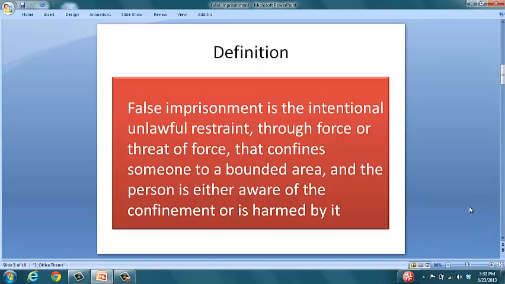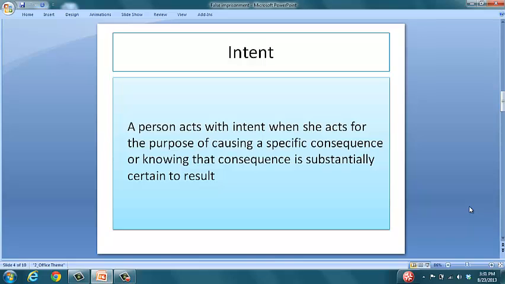One definition of false imprisonment is that it is the intentional, unlawful restraint through force or threat of force that confines someone to a bounded area, and the person is either aware of the confinement or is harmed by it. Let's break this down into the prima facie elements of false imprisonment.